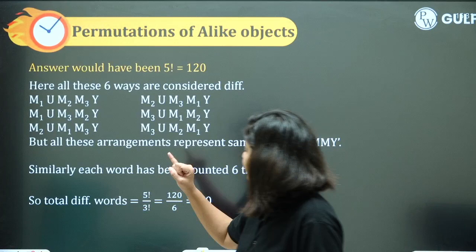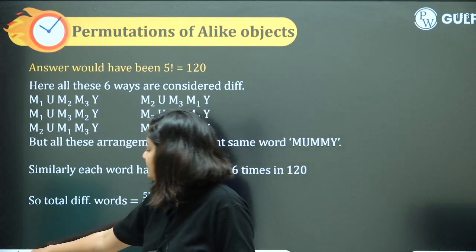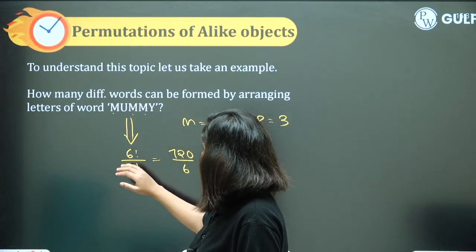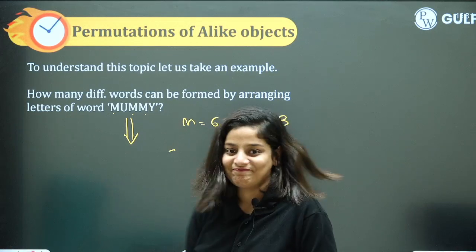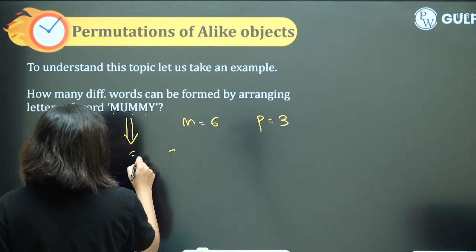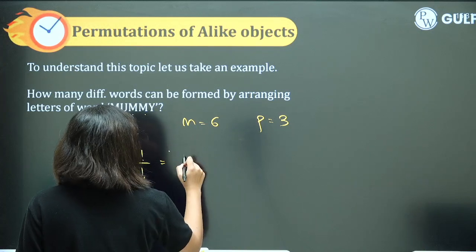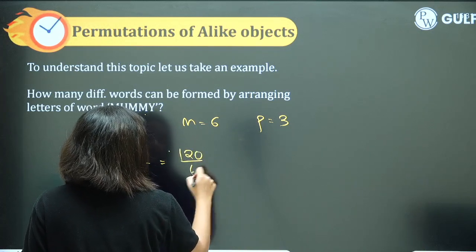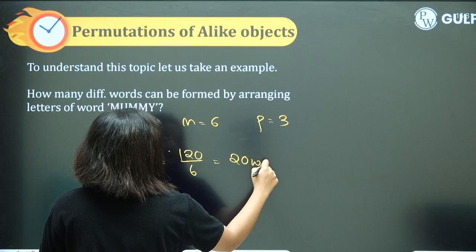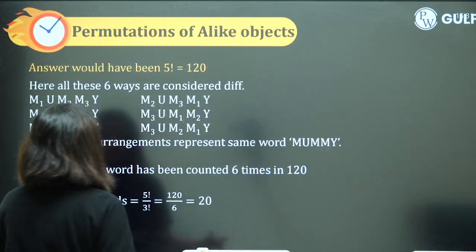One minute. M-U-M-M-Y. Why did I take 6 factorial? Because I am the smartest. You guys are the best. 5 factorial is 120 by 6. It happens, it happens a lot with me, what to do.